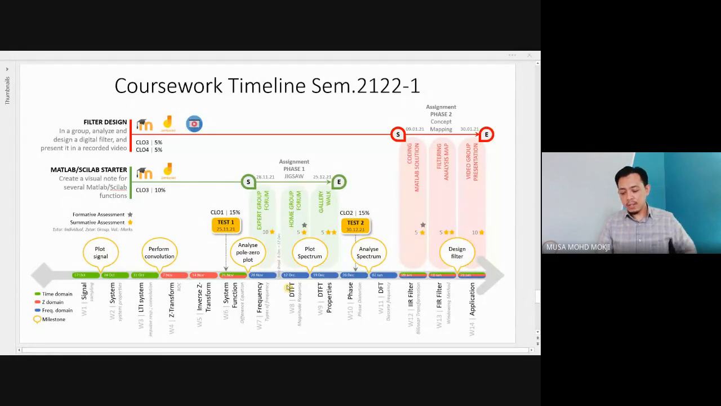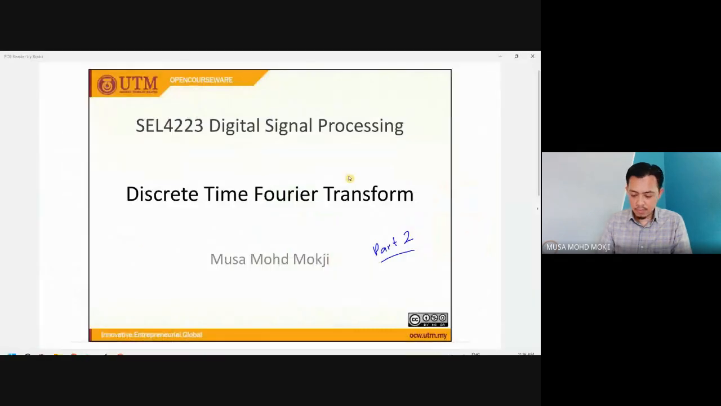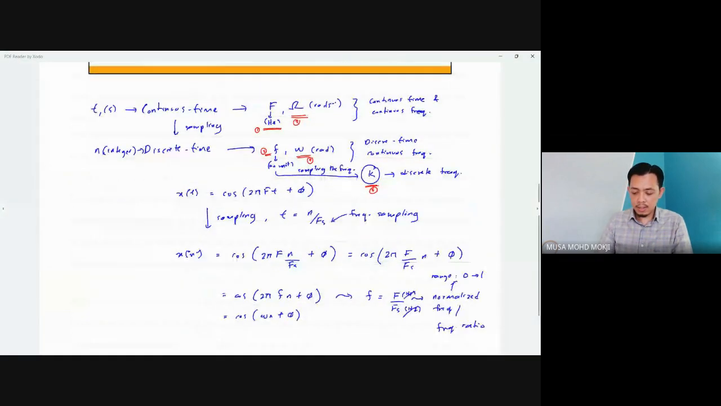Today we're going to continue on DTFT. We're going to look at the formulation and at the plot. How are you going to plot the frequency domain? Time domain is our original signal, and then we do a transform. That's why this is part 2. Part 1 is from last week.